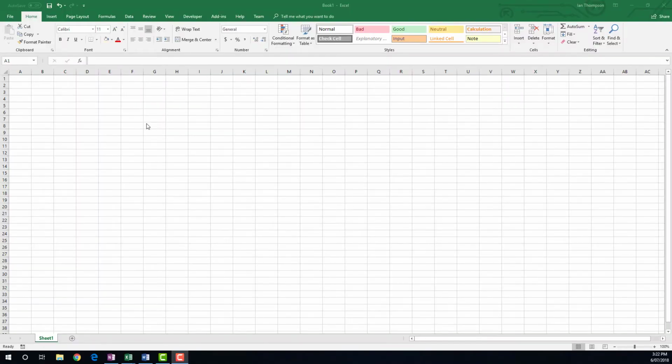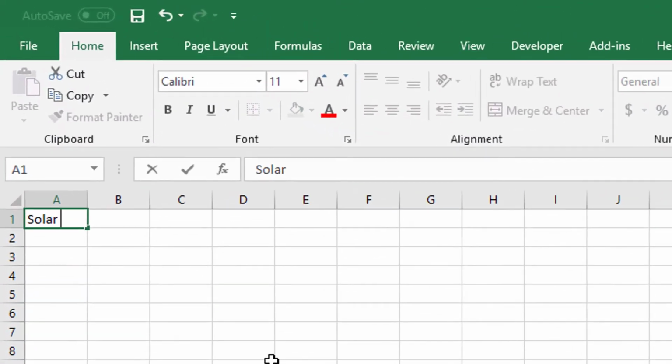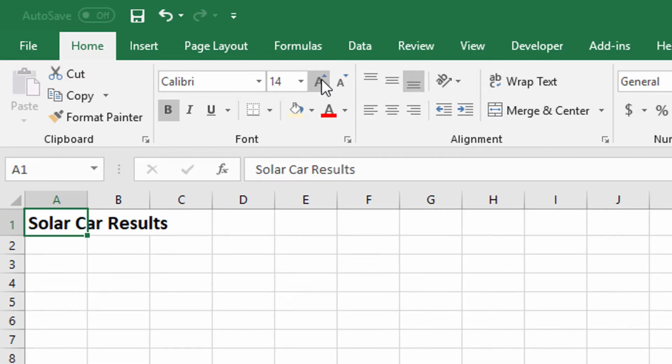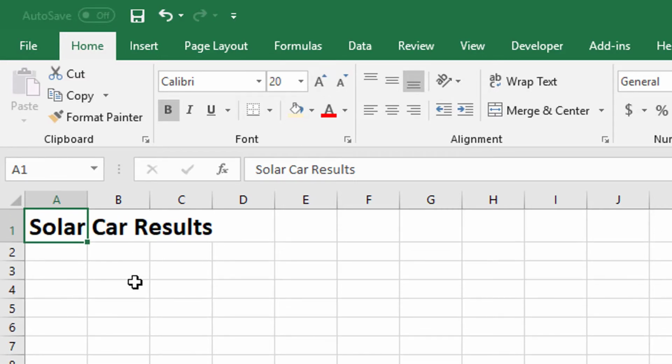I've opened up Microsoft Excel, and here I've got a brand new spreadsheet with nothing on it. So let's get started. Solar car results. I'm just going to put a heading there, press enter, and then using my arrow key, I'll go back up to that cell that I typed in, and I'm just going to make that bold, and using those buttons there, make it a bit bigger. Okay, so it's like a heading.